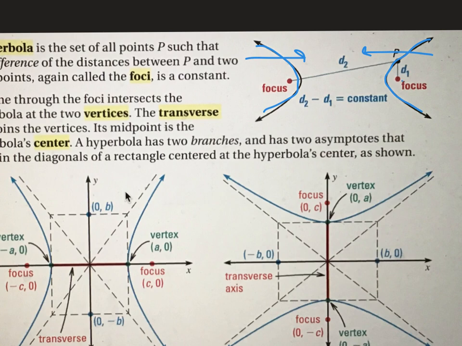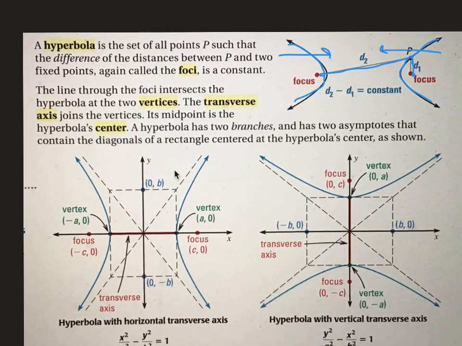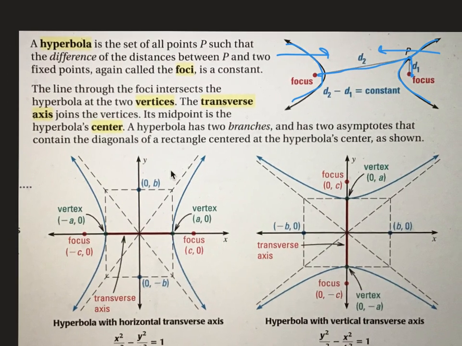So basically what happens is if you find the distance from that point to there and also from that point to there, you subtract them, it's always going to be the same no matter which point you pick. So that's the difference, and that's not a big deal if you don't get that completely, but you need to get the terms here.